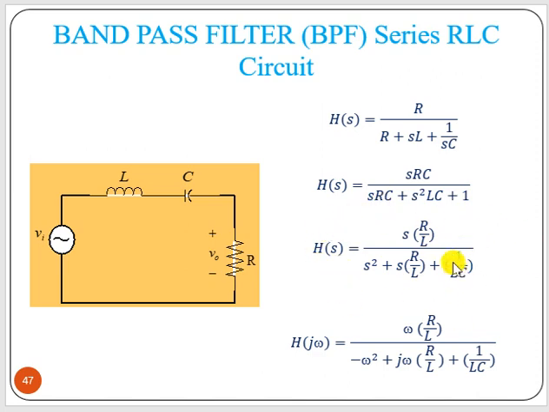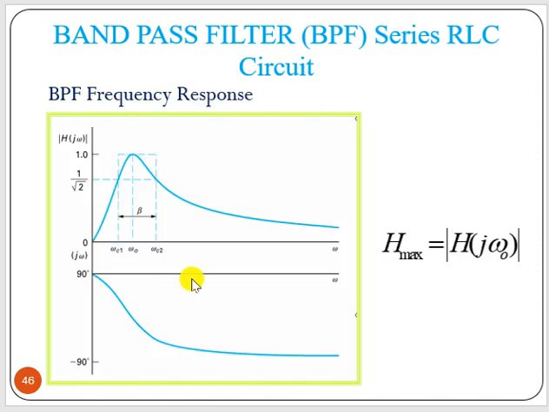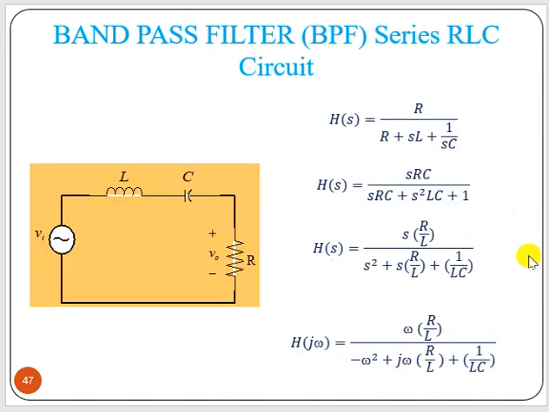Now here we can see again there is a 0 at s equal to 0. That means at omega equal to 0, the output will be 0. That is the first condition of the output being 0 for a band pass filter. And we have some pole here. So the 0 point is clarified.